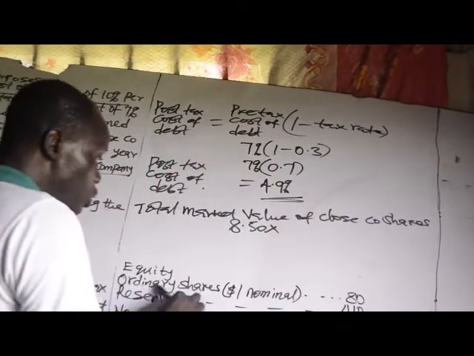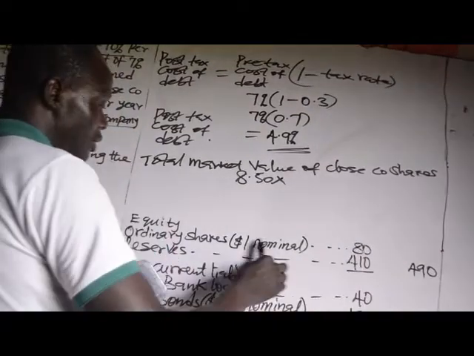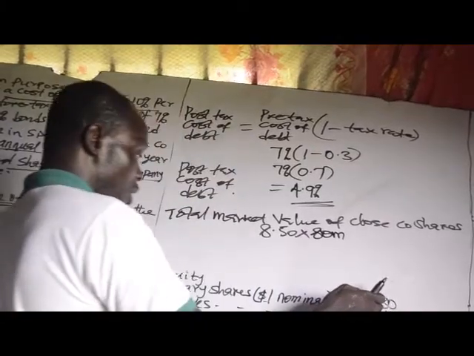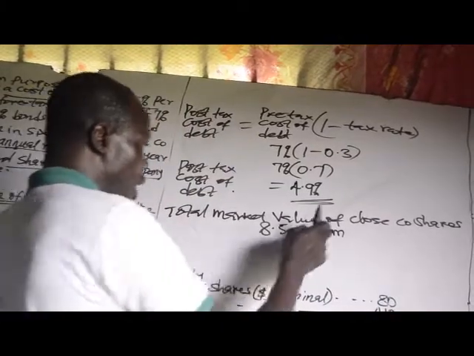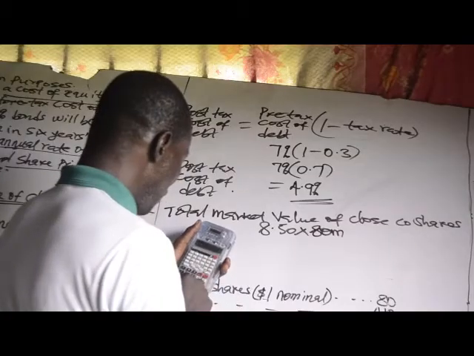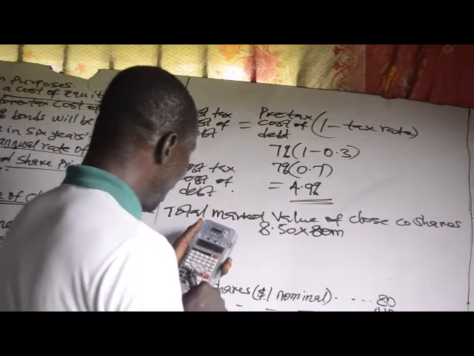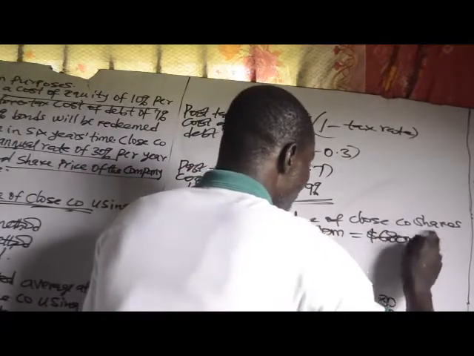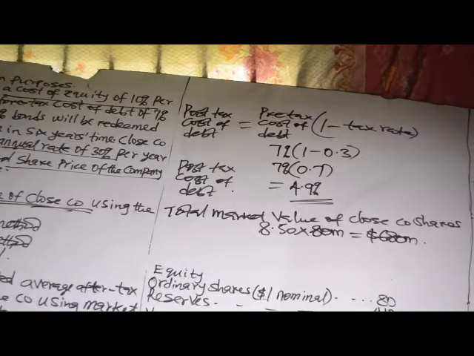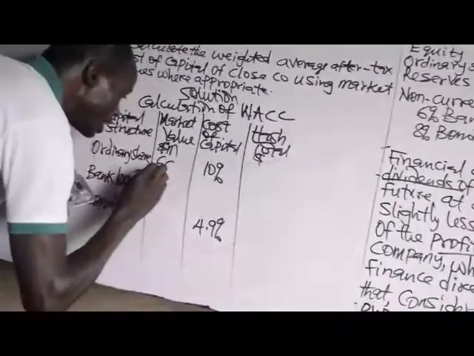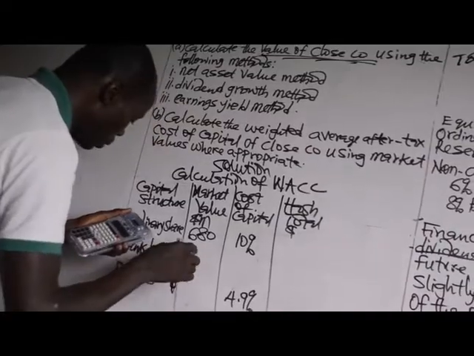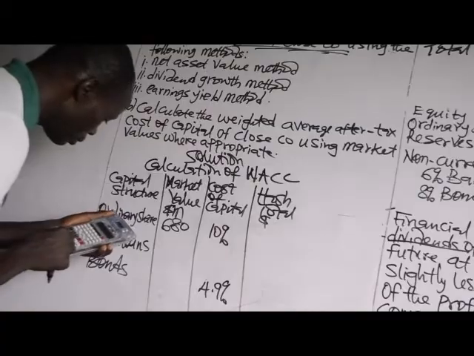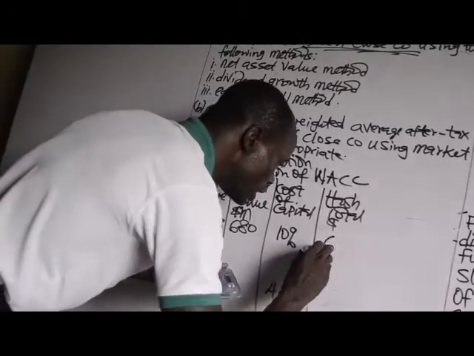The number of shares in issue is the 80 million nominal value divided by the nominal value per share of 1, which will be 80 million shares. So you have 80 million. 8.5 times 80 gives us 680 million. The total market value of Closed Co ordinary shares is 680 million. So what will now be the total cost of equity? 10% of 680 million gives us 68 million.